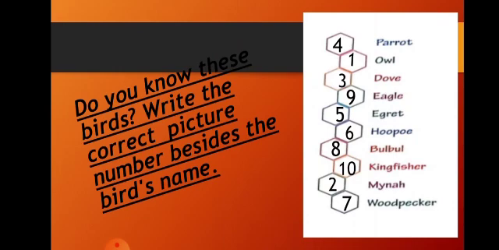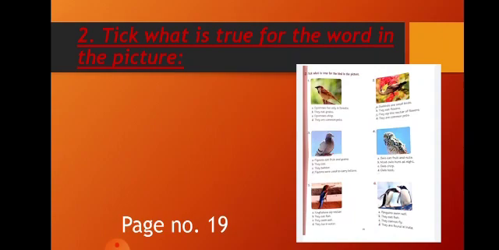The fourth one is parrot, first one owl, third one is dove, ninth one eagle, fifth egret, sixth was hoopoe, eighth bulbul, tenth kingfisher, myna second one, and seventh was woodpecker. You have to fill the numbers according to the question given. See the picture and fill the number. So now the second question is, tick what is true for the word in the picture.